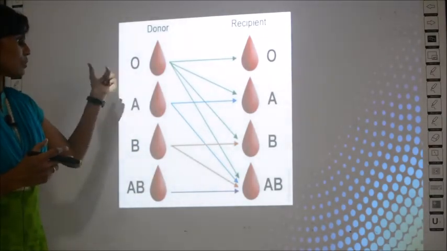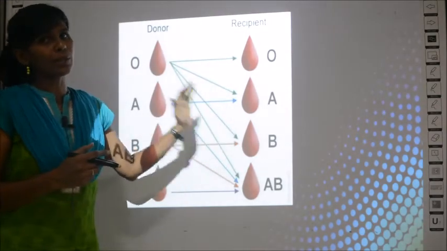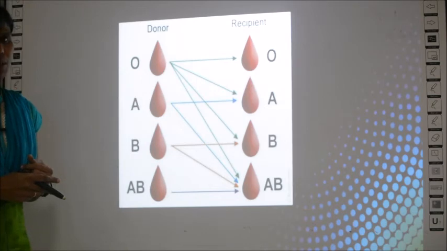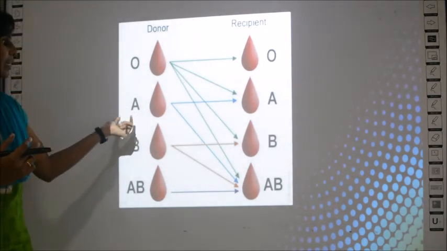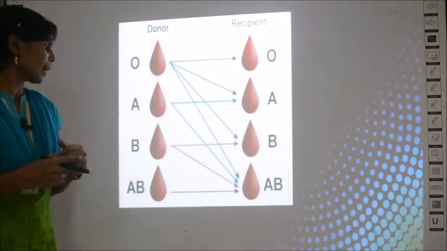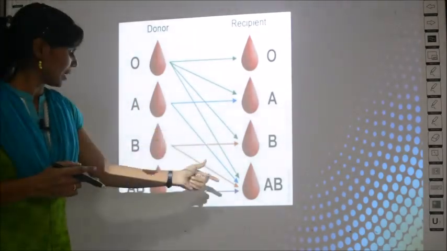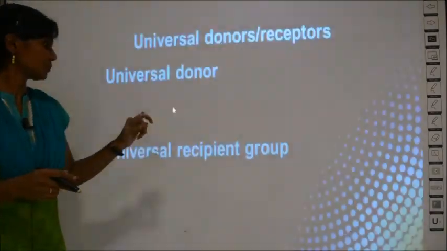This also you have to know. O blood group person can donate blood to all the blood group people because they are called universal donors. Then an A blood group person can give blood to AB blood group type and A blood group type, and B to B and AB, and AB only to AB. This also you have to memorize.